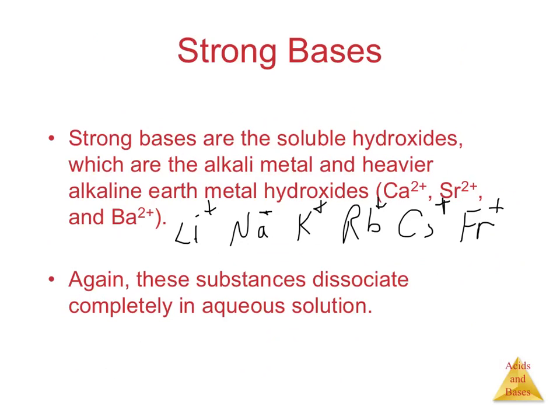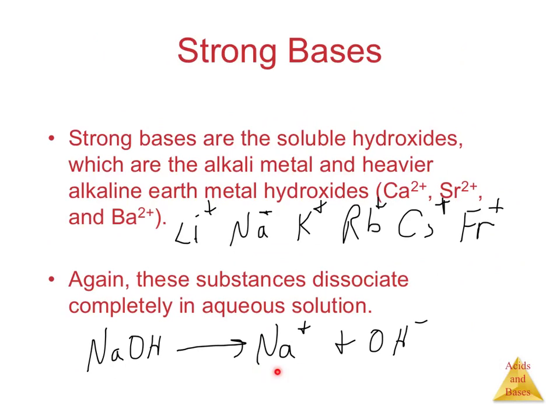Okay, and again, they dissociate completely when we throw them in the water. So if I had sodium hydroxide, again, I'll have that one direction arrow. That'll give me sodium ion plus hydroxide ion. It's 100% dissociated. The sodium doesn't want anything from the water. It's a spectator ion floating around, and when this dissociates, I get completely the OH minus, and that's what makes it the strong base.